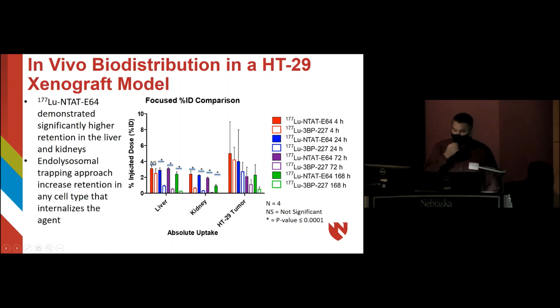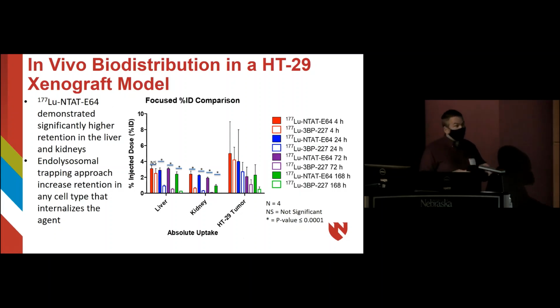So if you take a look at the difference between the INTAT and the 3BP, what you see, pretty obviously, is that the INTAT has a lot higher retention over time, right? So for the liver, essentially the same uptake at 4 hours, however, very different retention profiles when you look over the course of 168 hours. And that's pretty much reflected for every single tissue you see here.